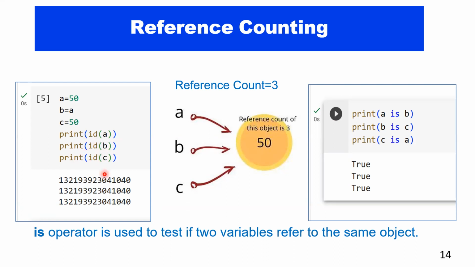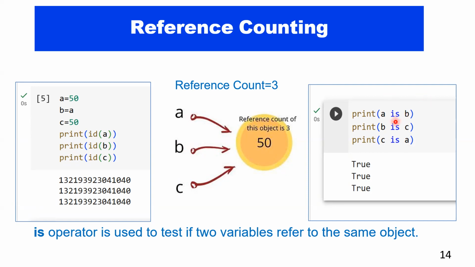If you observe the output of these three print statements, all are printing the same memory value. That means we have only one object that is created in memory, which is referenced with this memory address, and all three variables A, B and C are referring to the same memory location. That means memory is not separately allocated for each of these variables because the value is the same. So all these three variables will be referring to the same object.